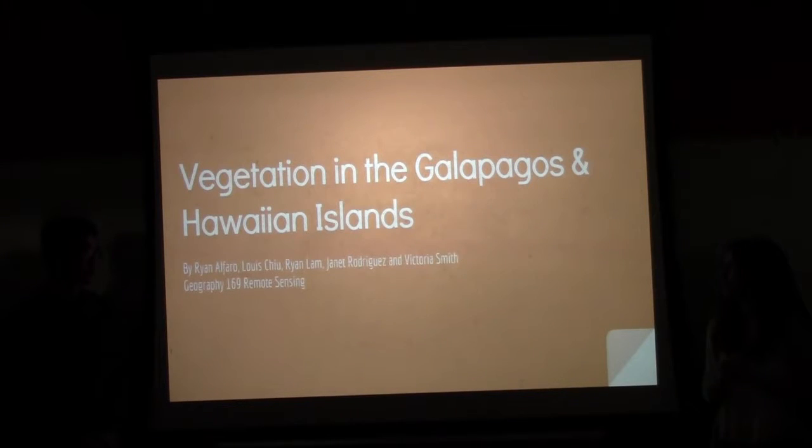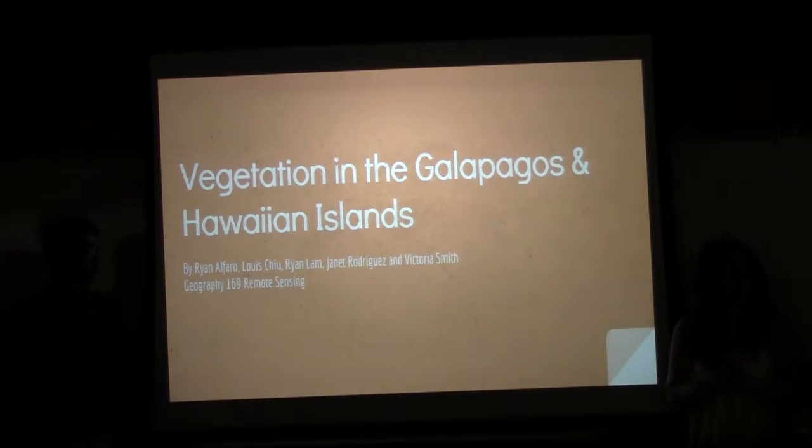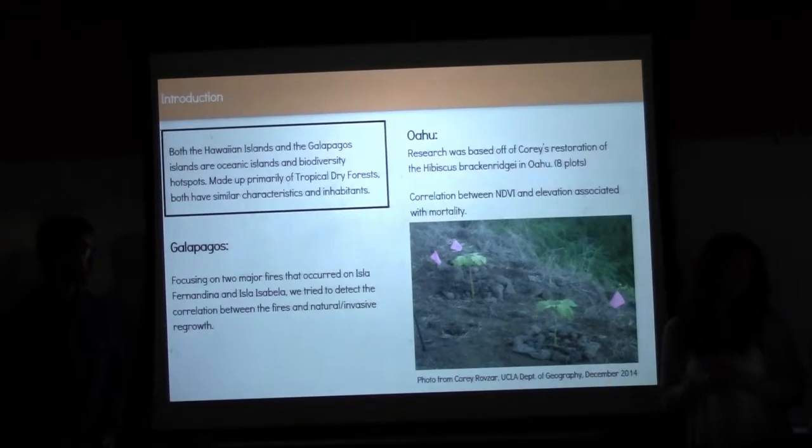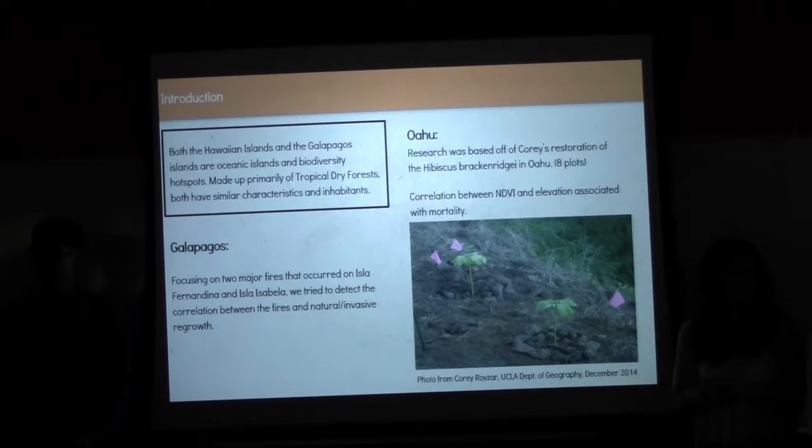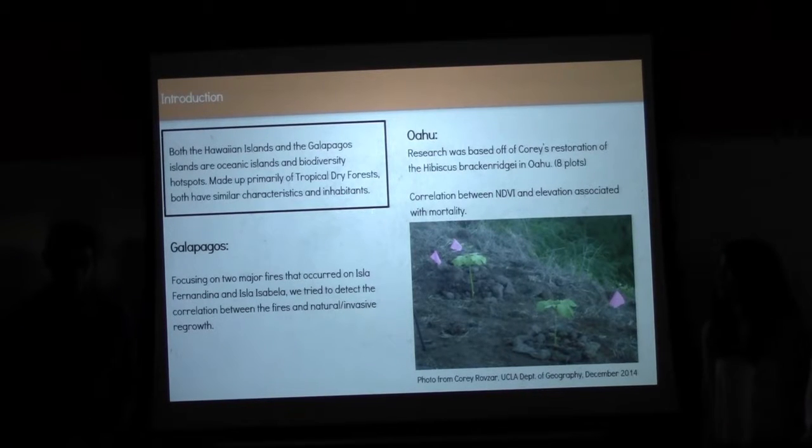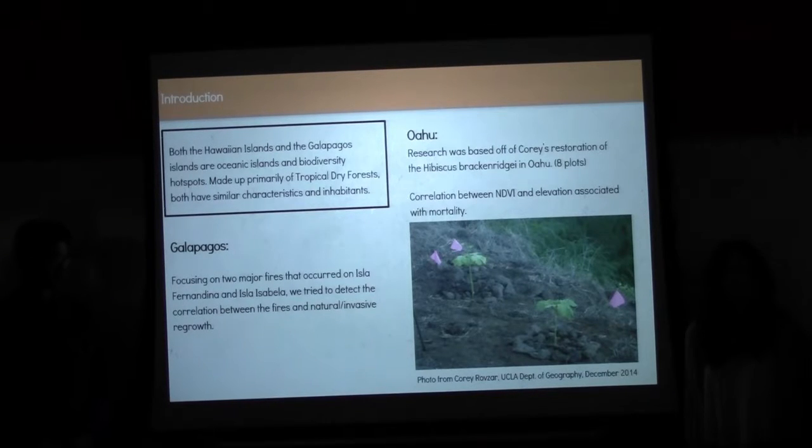So our group is studying vegetation in the Galapagos and the Hawaiian Islands. So we have to move fast for both of them because it's like 2 projects in one. Let's see it. Both the Hawaiian Islands and the Galapagos Islands are oceanic islands, and they're biodiversity hotspots, and they're made primarily of tropical dry forests. That's why they both fit in the same category.